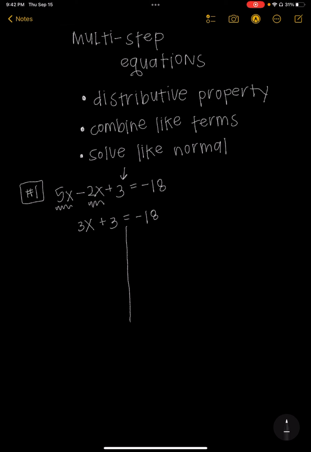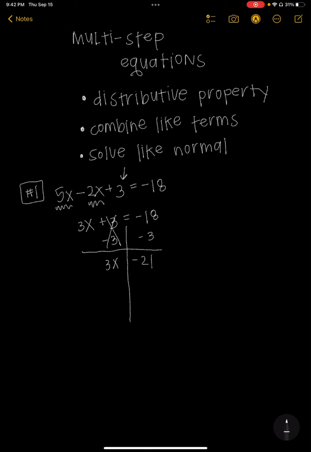So we're going to get rid of this plus 3. The way we get rid of it is by doing the opposite of adding, which means we're going to subtract 3 from each side. The 3's on the left side cancel each other out, and I'm just left with 3x. And then we've got negative 18 minus 3 on the right side, which gives me negative 21. Now it's a one-step equation.